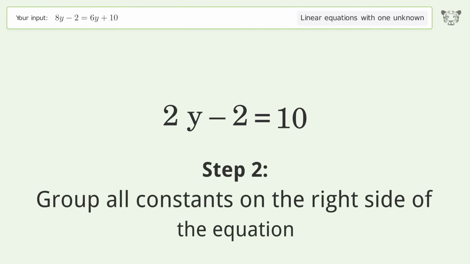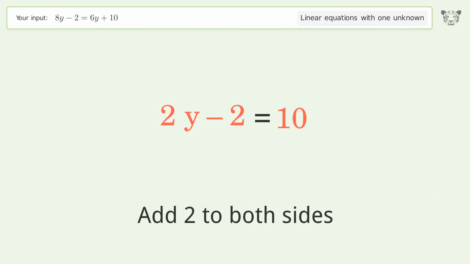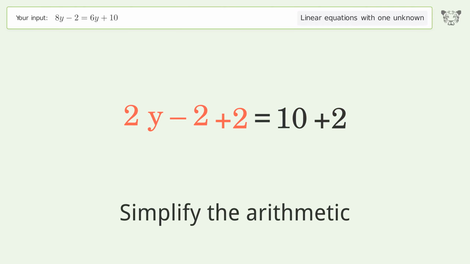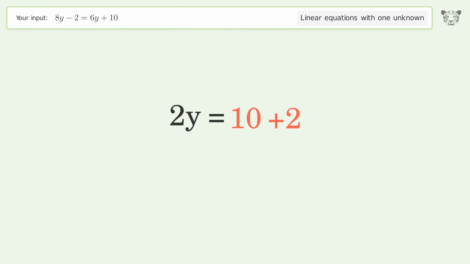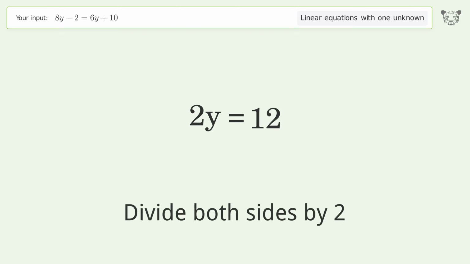Group all constants on the right side of the equation. Add 2 to both sides. Simplify the arithmetic. Isolate the y. Divide both sides by 2.